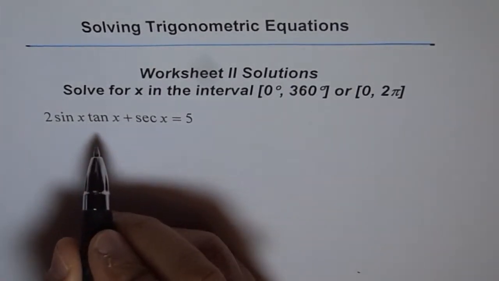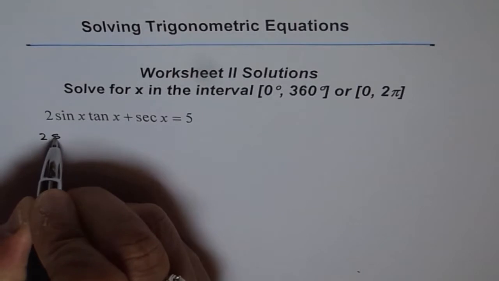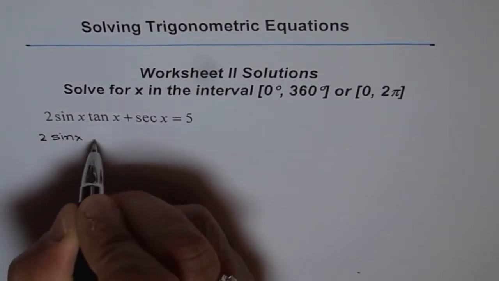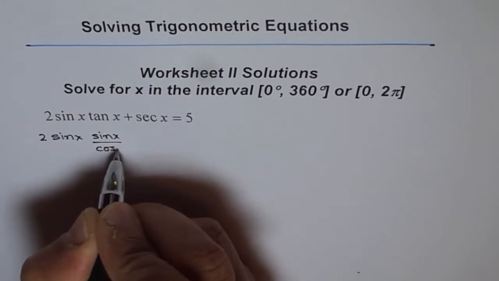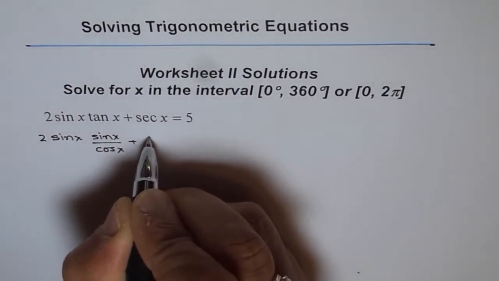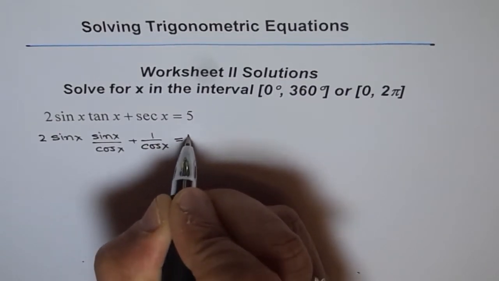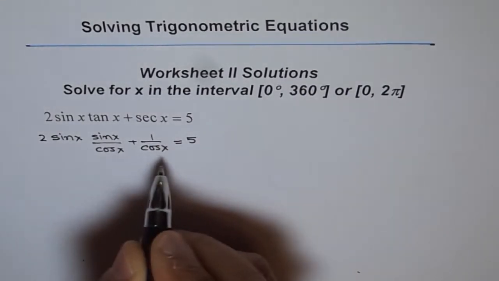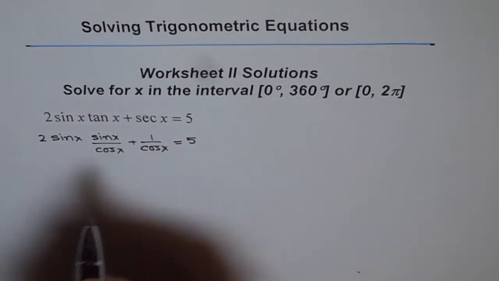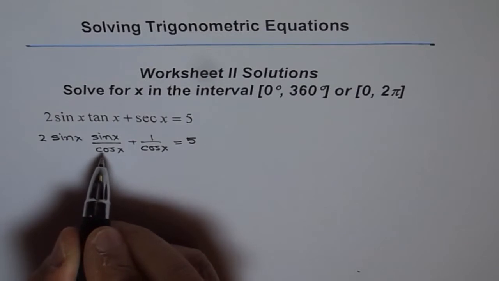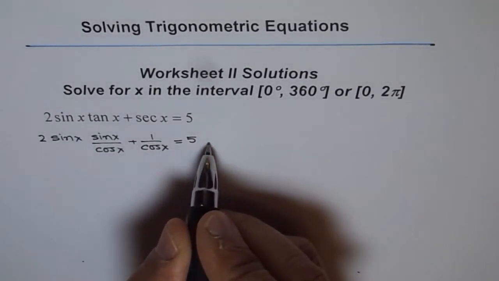So let's write it down in sine and cosine. So we get 2 sin x, and tan x can be written as sin x over cos x, plus secant is 1 over cos x, equals 5, correct? Now cos x is the common denominator. We can multiply both sides by cos x. If we do that, then the cos x will get cancelled from here, and from here, and we get 5 cos x, correct?